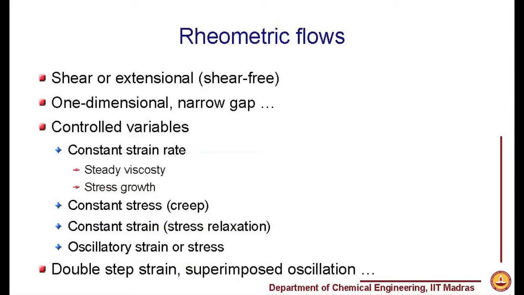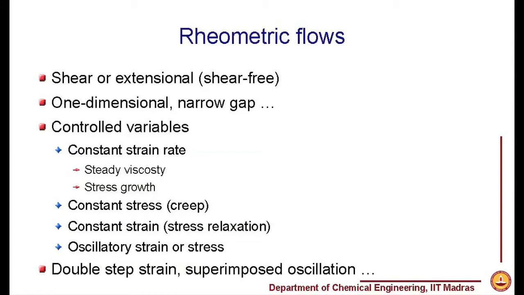But we could also keep constant strain rate, but look at how the stress changes as a function of time. And so in this case, this is not a steady state measurement. We look at stress growth. Eventually, of course, the stress will become a constant. It may, in certain cases, not become a constant, but generally we will expect it to become a constant. And so therefore, stress growth is another type of measurement. We can keep stress to be constant, which is called a creep measurement. We can keep strain constant, which is called stress relaxation.